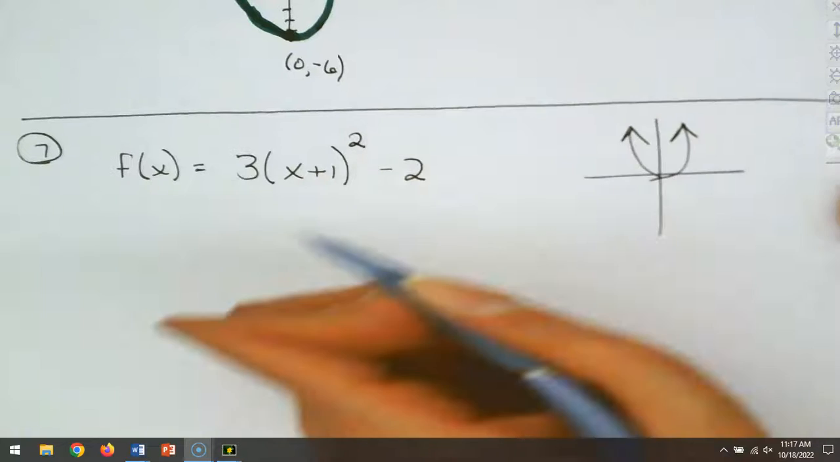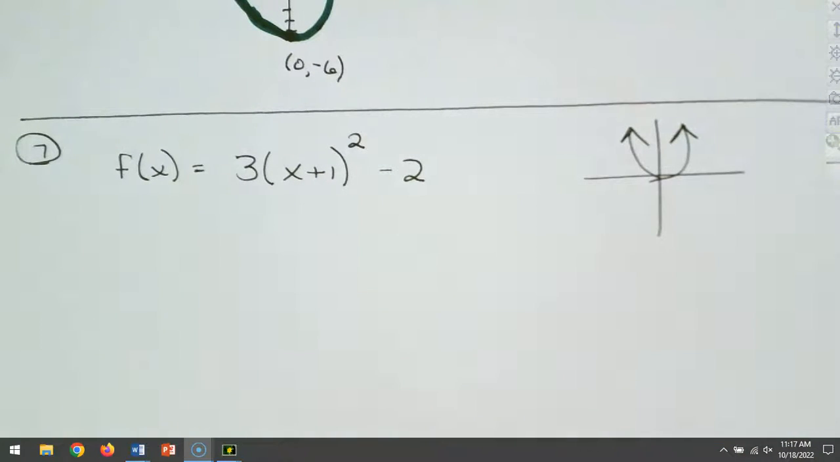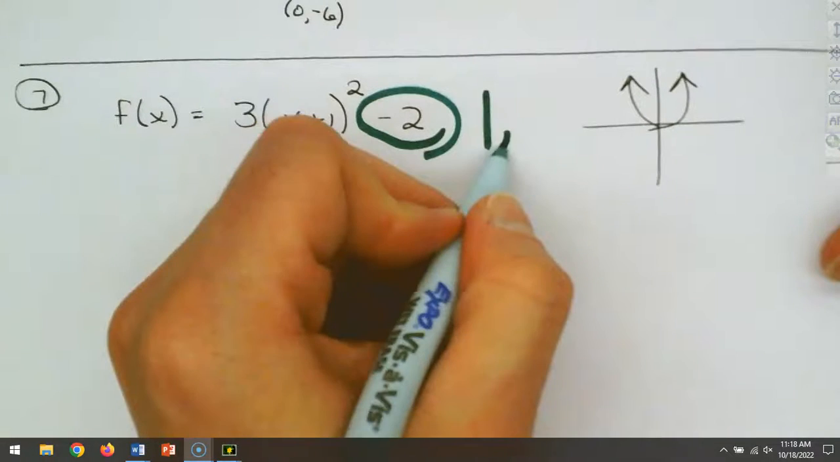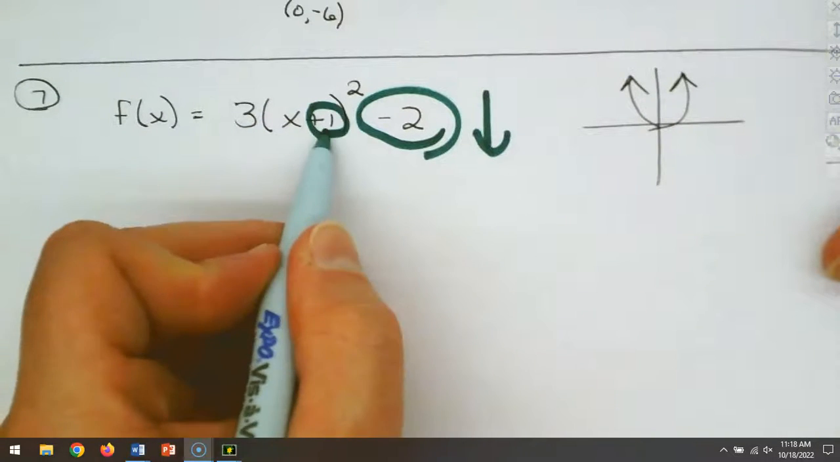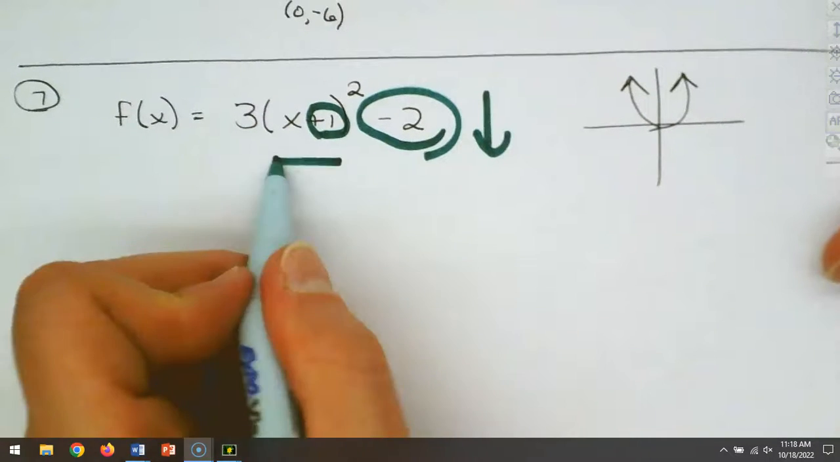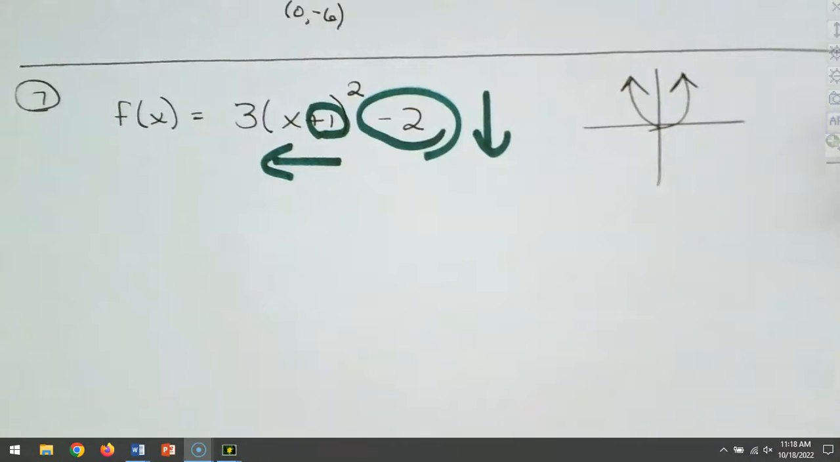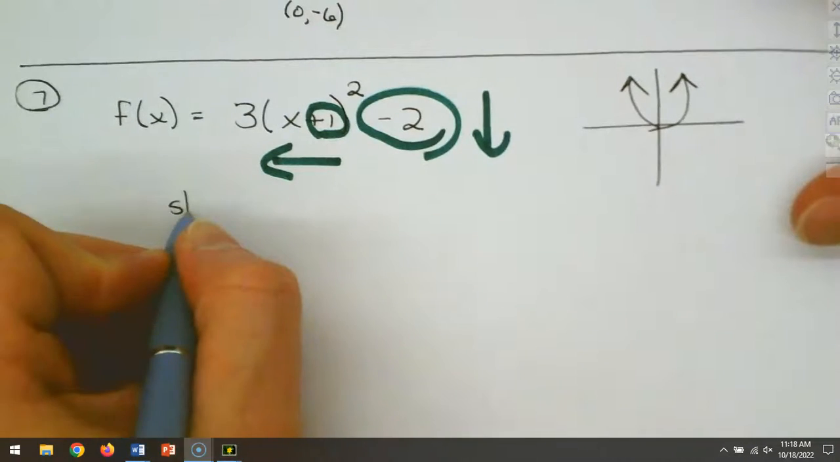Again, the basic shape is going to be a U, isn't it? Now, where do we begin? I always start on the end. That goes down. And this positive 1, what happens with it? Back to the left, opposite of what you think it would do. So where am I going to start at now?